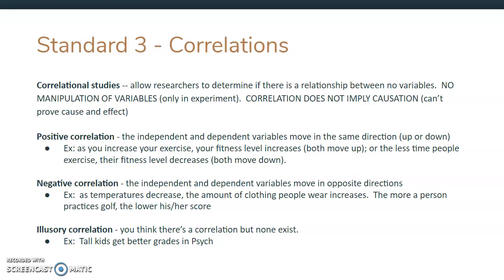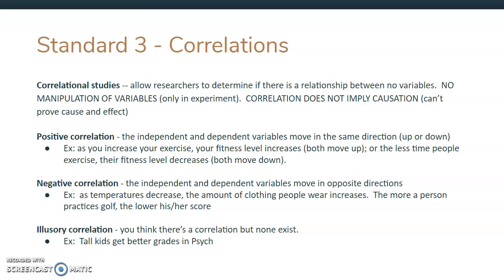So as you increase your exercise, your fitness level increases. Both are moving up. That is going to be a positive correlation. Or the less you exercise, the more your fitness level decreases. So they're both moving down. Both of those are positive correlations. It doesn't matter that it's going in a different direction, going down. It is still positive as long as they move together. Positive doesn't mean good or bad, okay? It just means they're moving together.